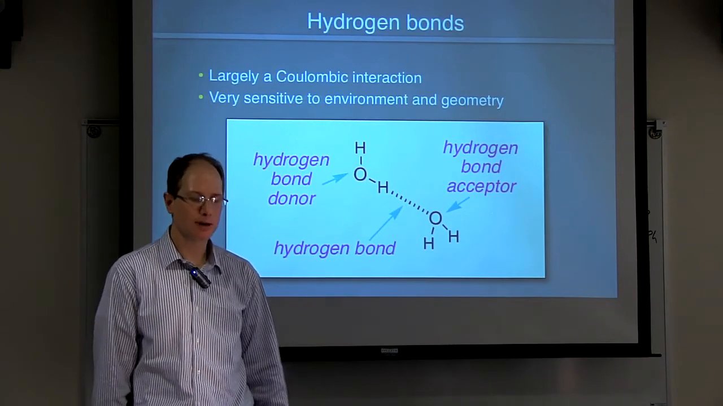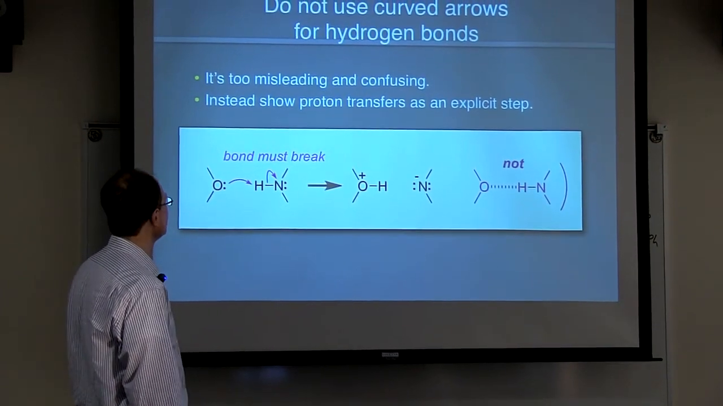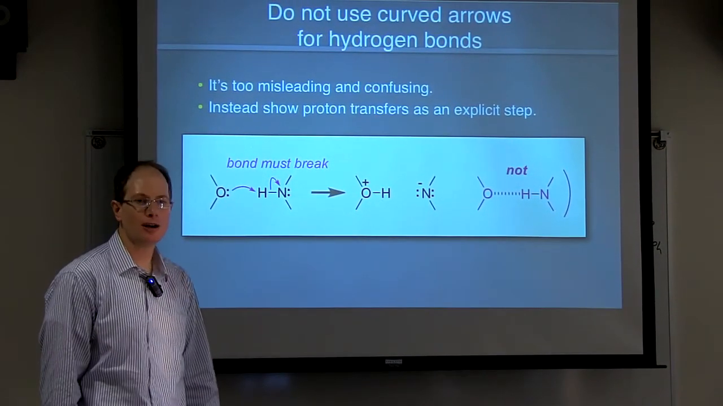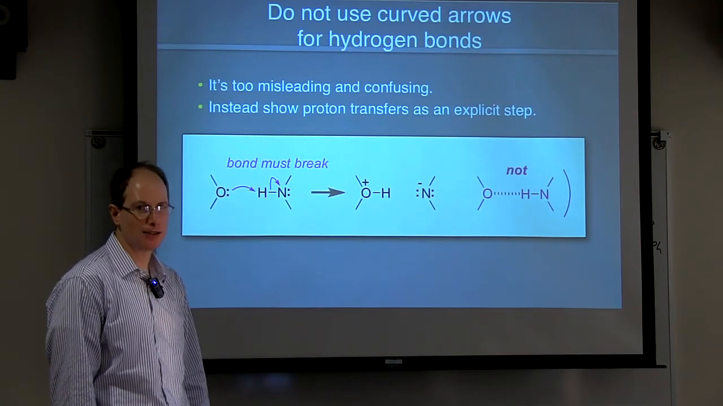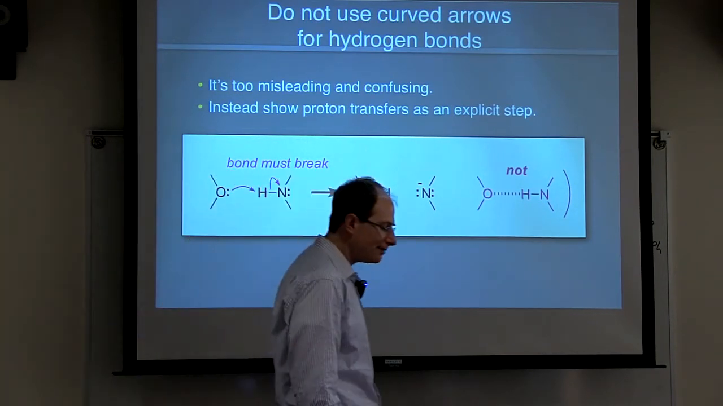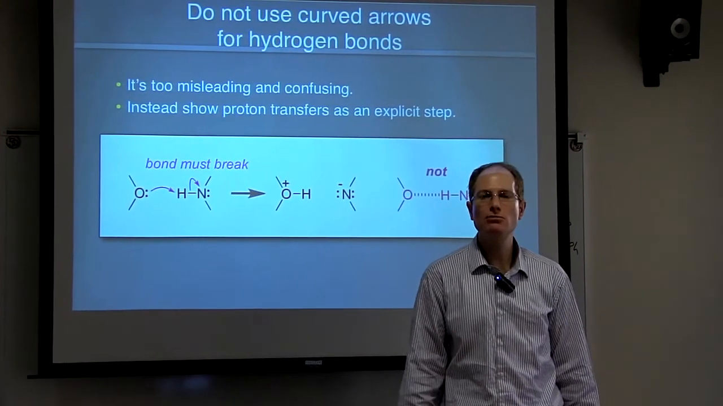Now, here's one of the problems. One of the problems, amongst others, is curved arrows. Curved arrows confound us when it comes time to talk about hydrogen bonds. The reason is curved arrows and hydrogen bonds simply don't mix.